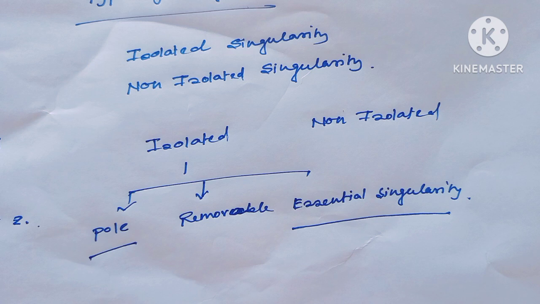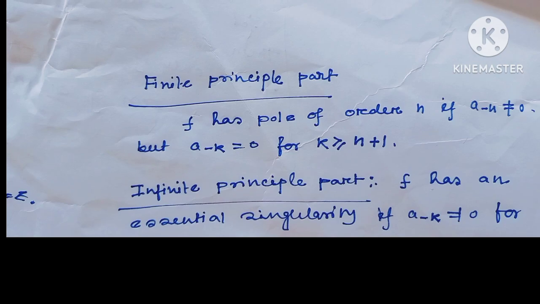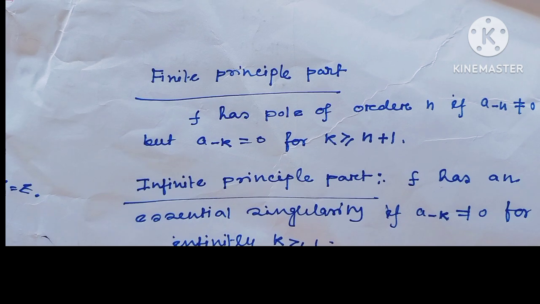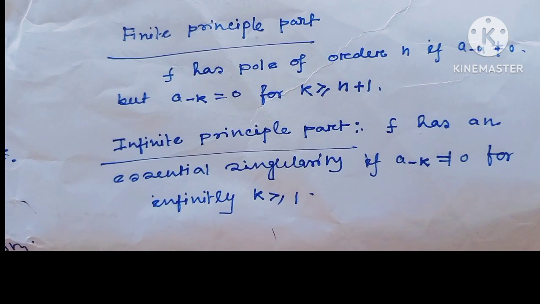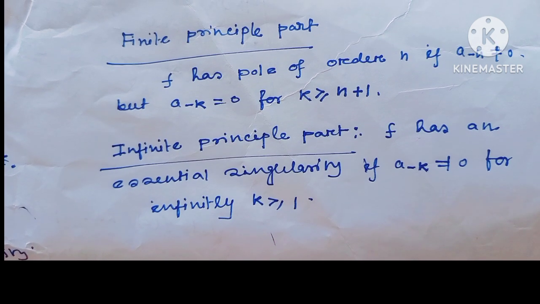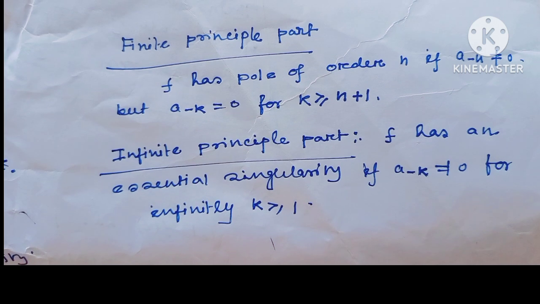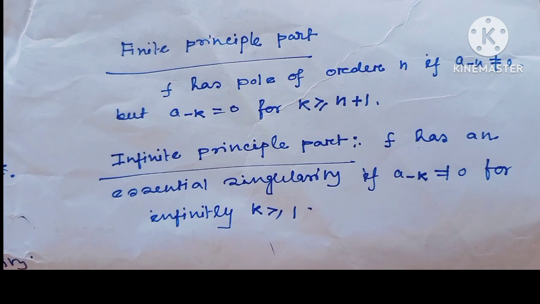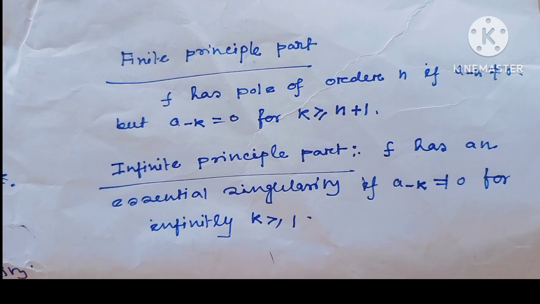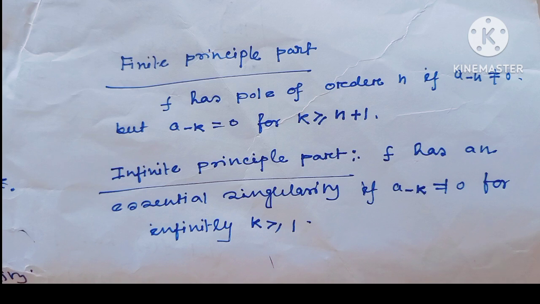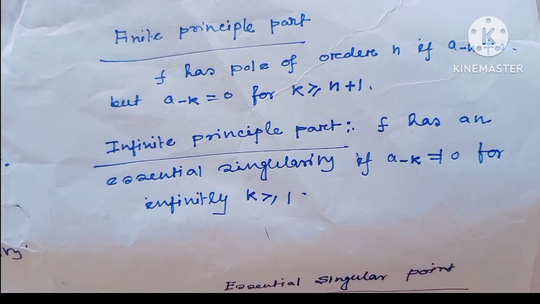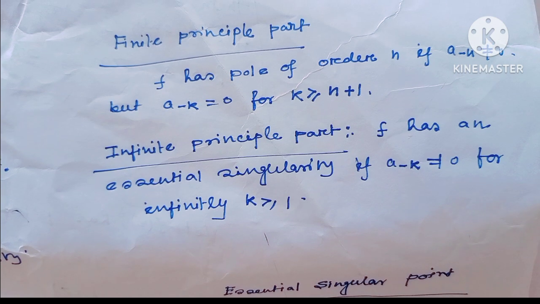I had discussed that if a function has an isolated singularity, then there always exists a Laurent series expansion. In the Laurent series expansion, when there is a finite principal part, that means if a minus n is not equal to 0 but a minus k equals 0 for k greater than or equal to n plus 1, then this is a pole of order n. And when there exists an infinite principal part, then this singularity is an essential singularity.